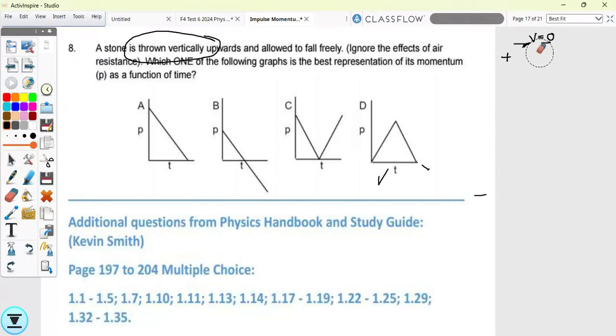Has your teacher said anything about the graphs that you are needing to do? Not yet.